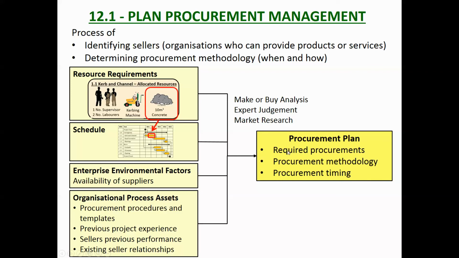So what comes out of that is the procurement plan, which is what needs to be procured, how you're going to procure it, and when you're going to procure it. And to arrive at that, you need to do a make or buy analysis, which is sort of a bit wrong for construction, but make or buy is, do we make it internally or do we buy it externally? So that's that decision. Are we going to use internal resources, in which case this is part of the resource management knowledge area that we looked at in the previous video, or do we procure it? Expert judgment, what works best for us, what's going to work best in this instance, and market research, what's available to us.